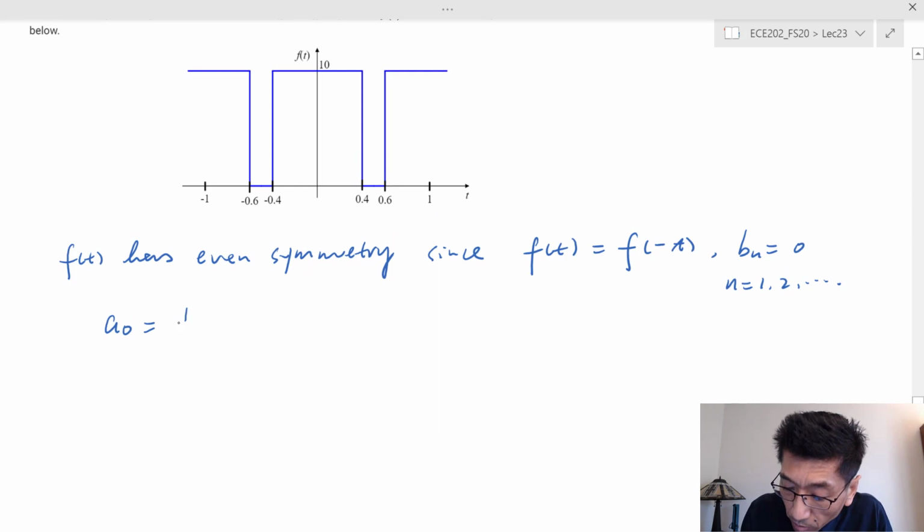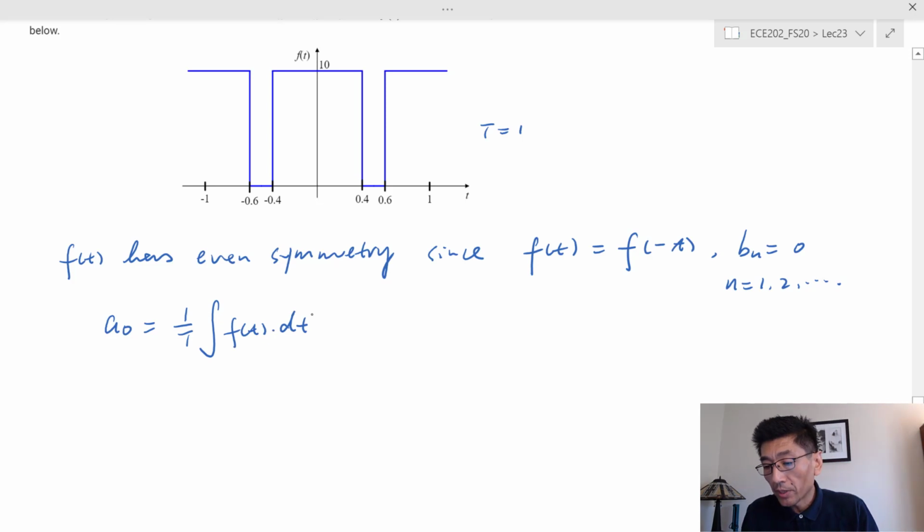a0, remember, is 1 over T times the integral of f(t) dt. By the way, we have T equal to 1. You can choose any integration period. We're going to choose from negative 0.5 to 0.5.